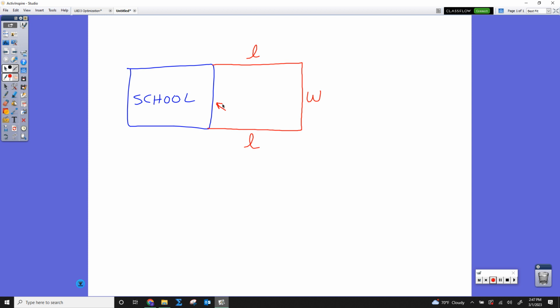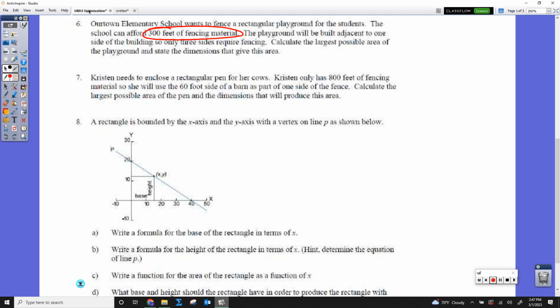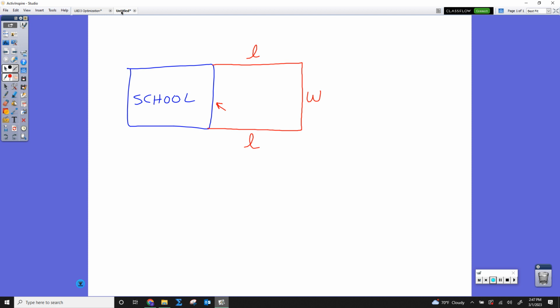Okay, so what we're trying to do is, we go back to the question prompt here. So calculate the largest possible area of that playground and then state the dimensions that would give us this area. So I'm going to write the area formula. So our area would be length times width. And what we want to do is determine what's the maximum area we could have, the highest area we can have. But we can't do anything initially because we have an L and a W. We have 2 variables in our area formula.